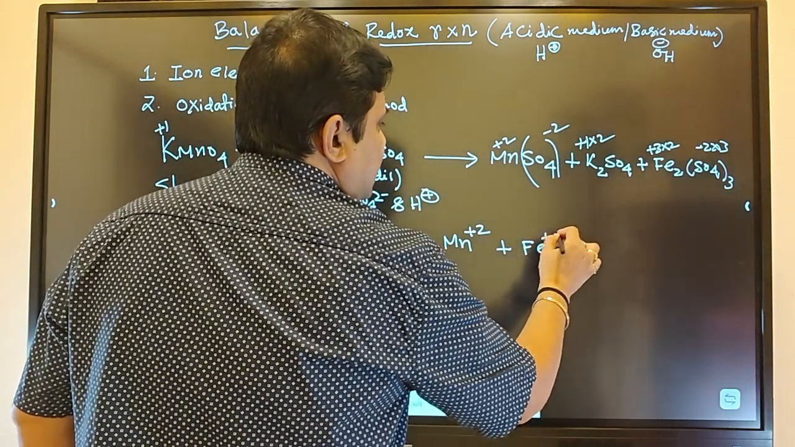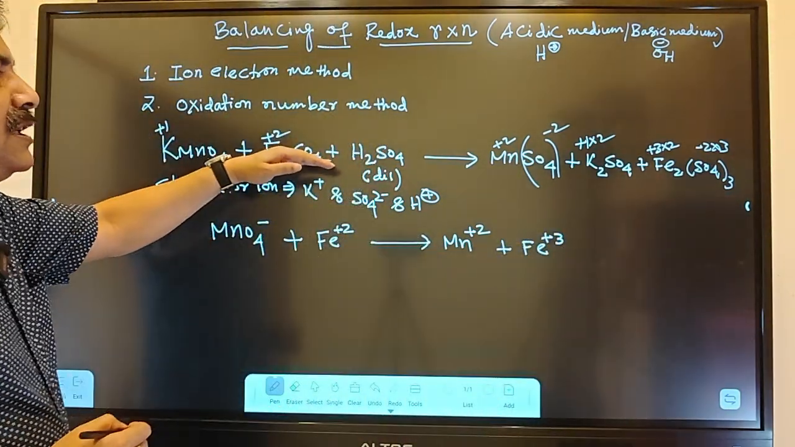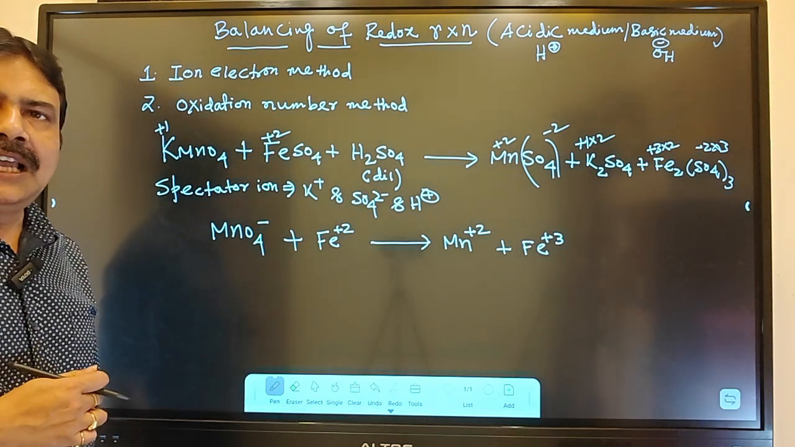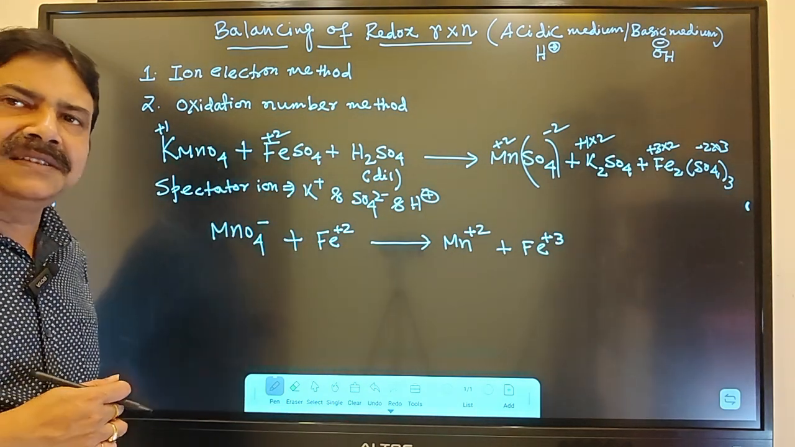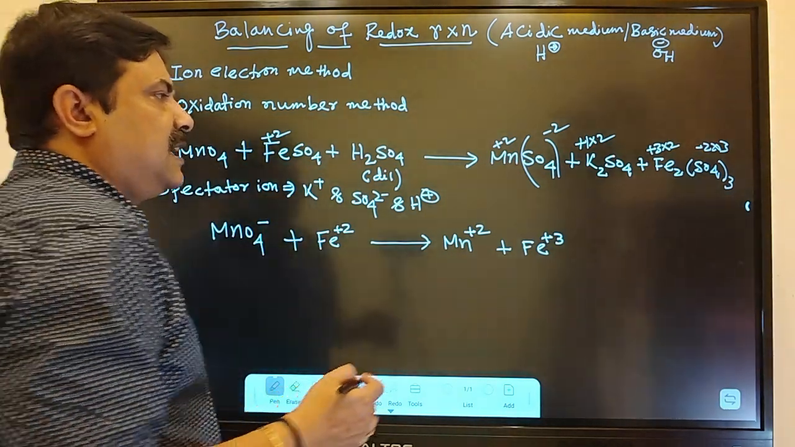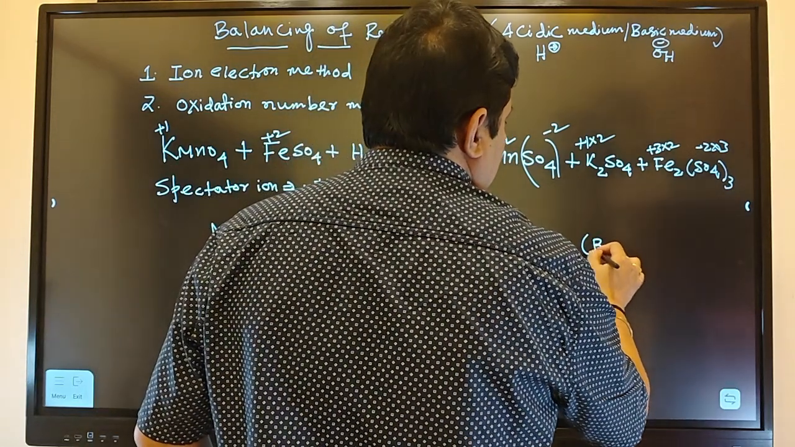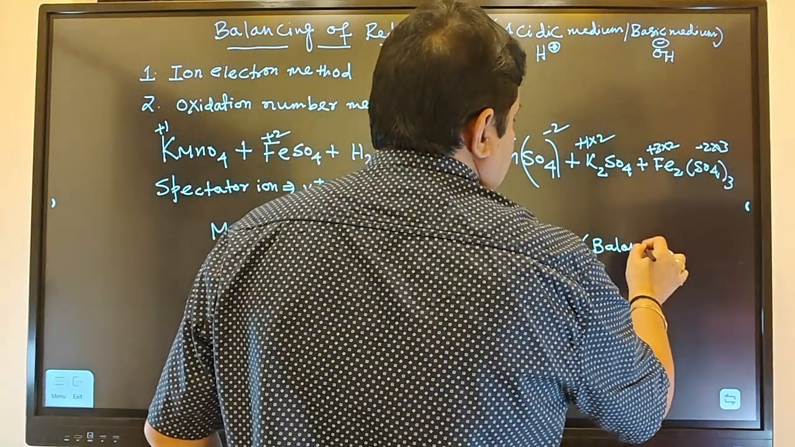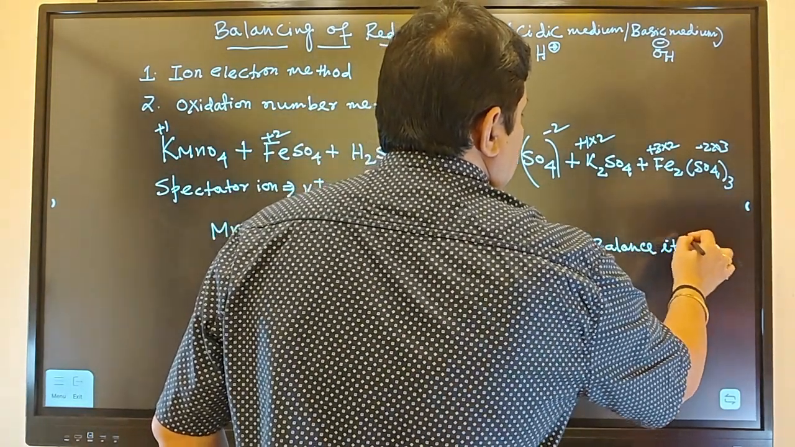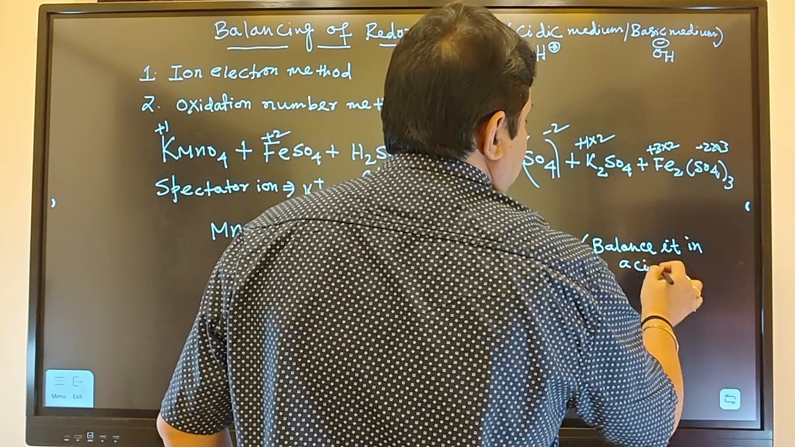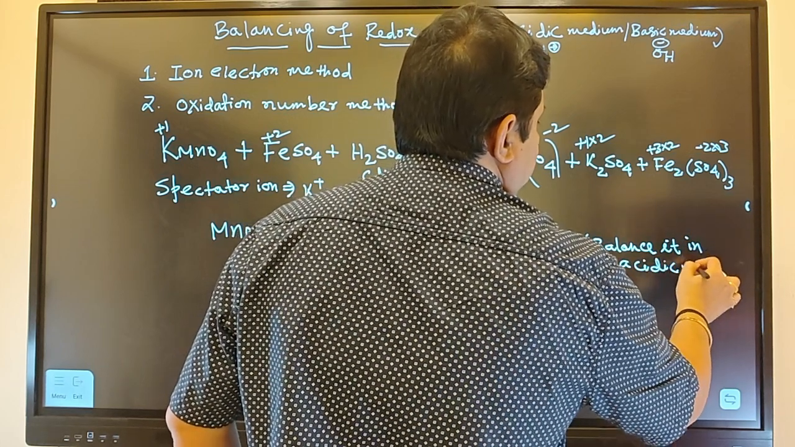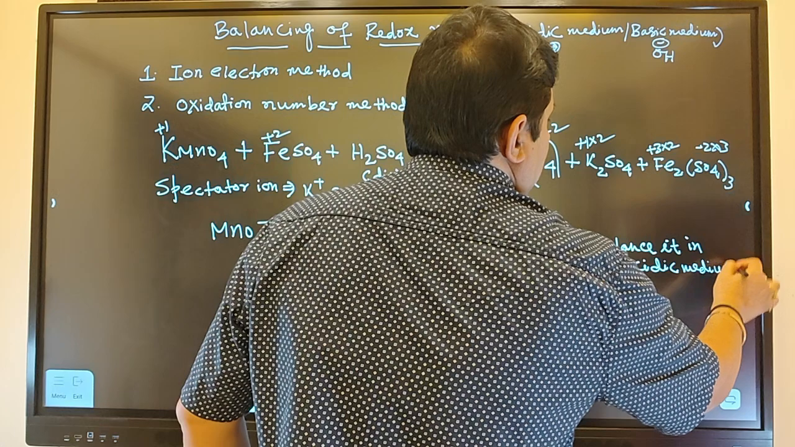This is the reaction. If they provide you this one, you have to write down this one. And then you have to think about balancing this reaction in an acidic medium. I am telling you, balance it in acidic medium.